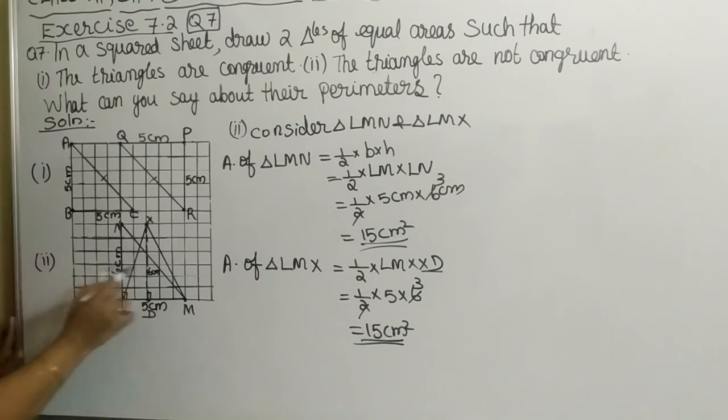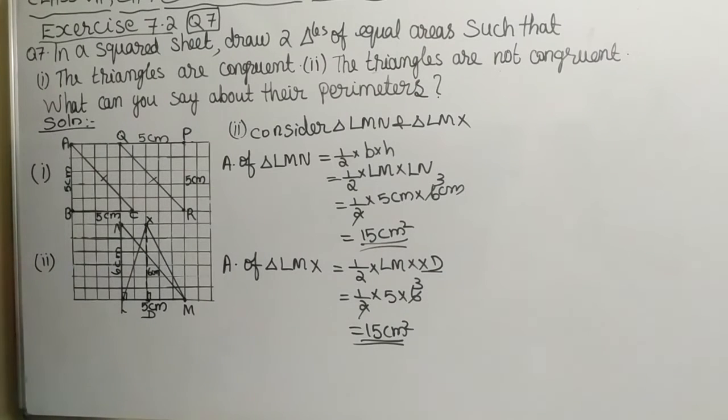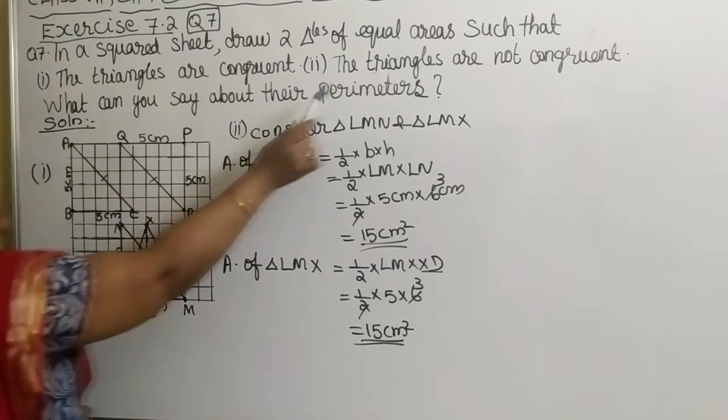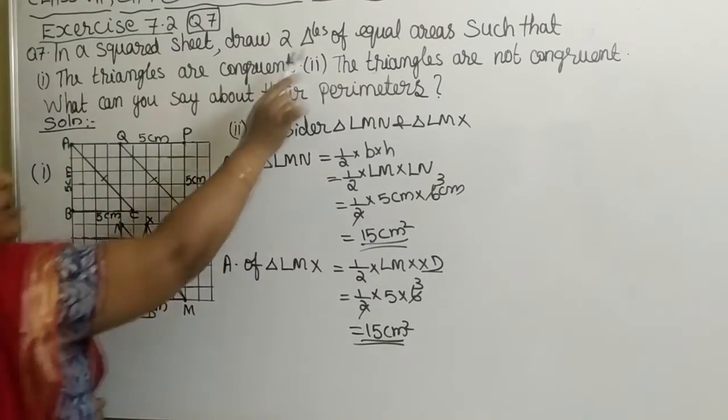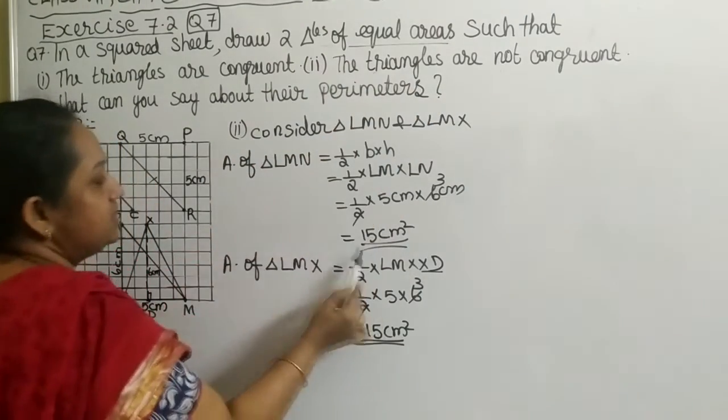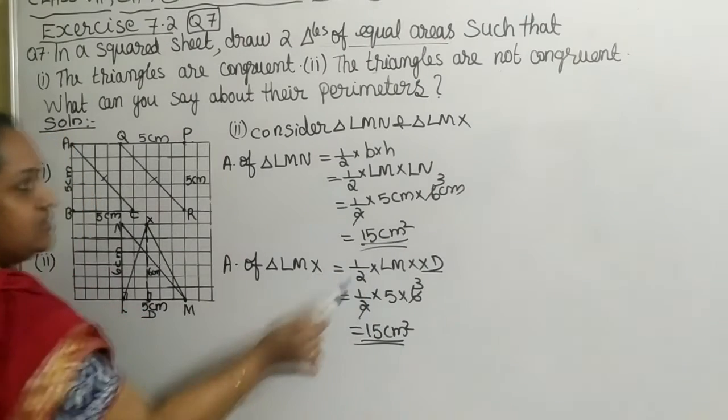Now children, you can observe the figure, then it is understood that these two triangles are not congruent. You can cut one triangle and keep it over the other. They do not match with each other. That means these two triangles are not at all congruent. One is a right angle triangle, the other one is not a right angle triangle. Definitely they will not be congruent. So the question is like this: the triangles are not congruent, but they have equal areas. Now we find that the areas are equal.